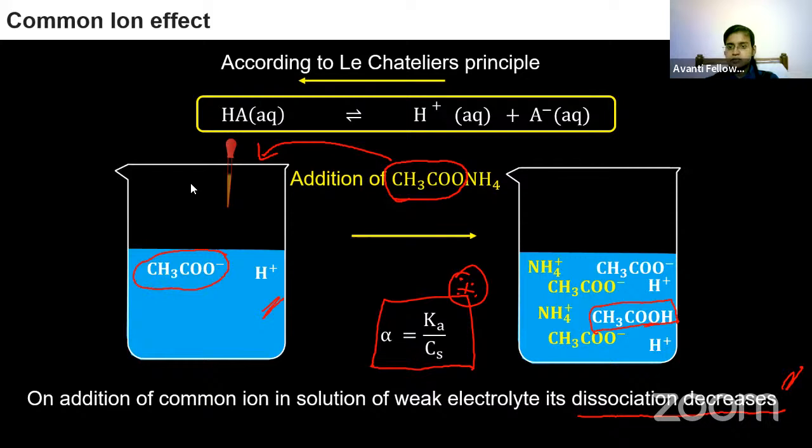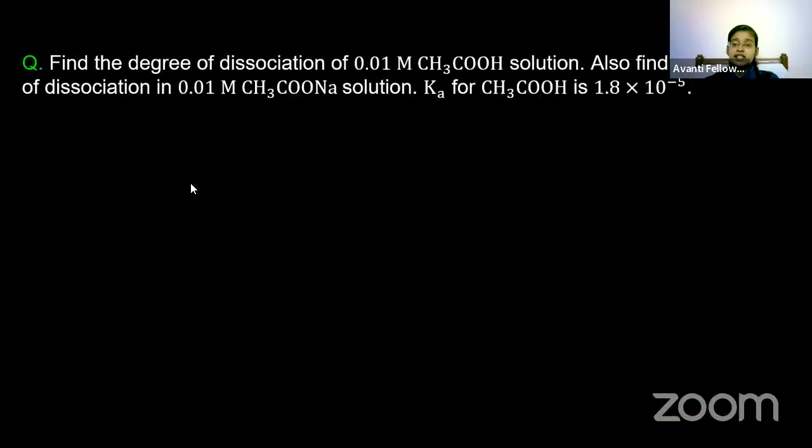Find the degree of dissociation of 0.01 molar acetic acid solution. So what we are supposed to find out? Find the degree of dissociation, alpha. And the concentration of the solution is given.